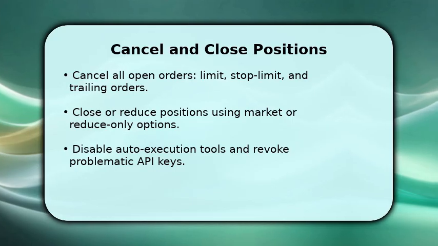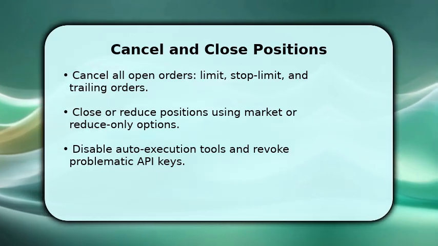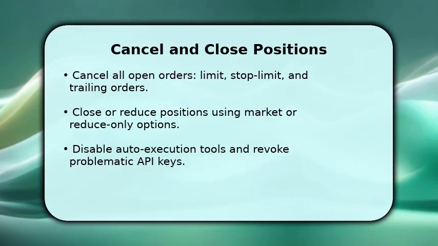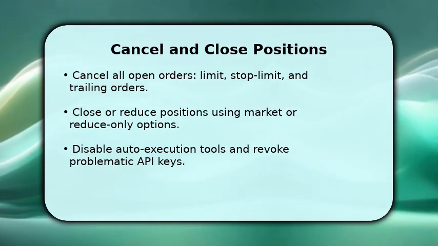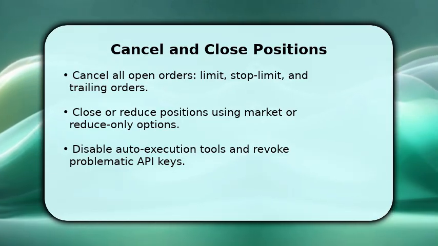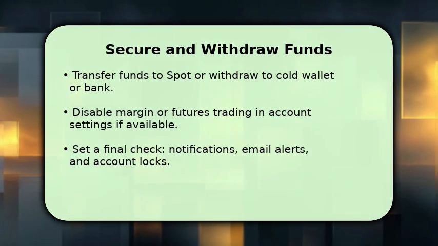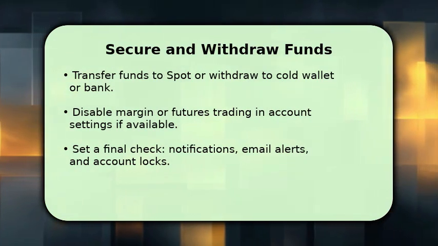After positions are handled, go to API settings and revoke keys for bots or exchanges and disable any automatic trading features. These steps stop further trades at the source, so make sure each cancel and revoke shows a confirmation before moving on. For a full stop, move assets out of active markets.